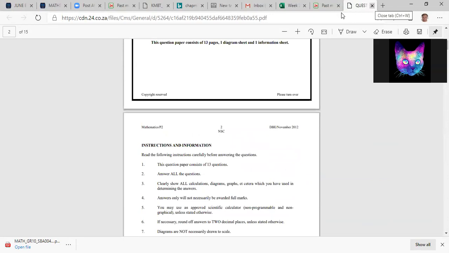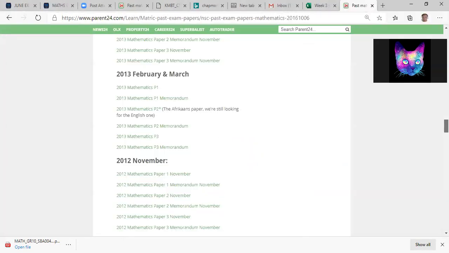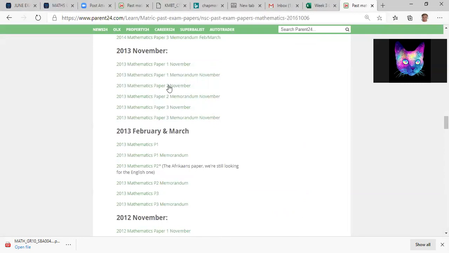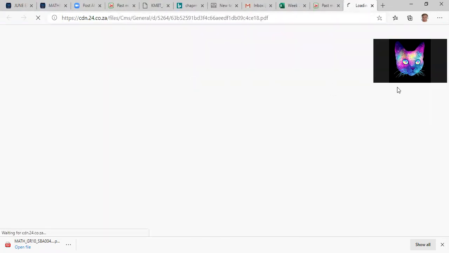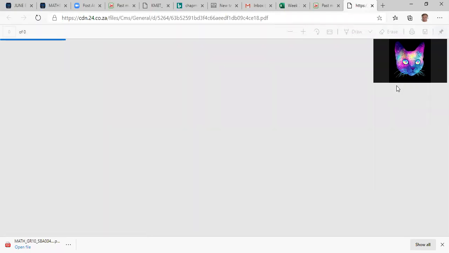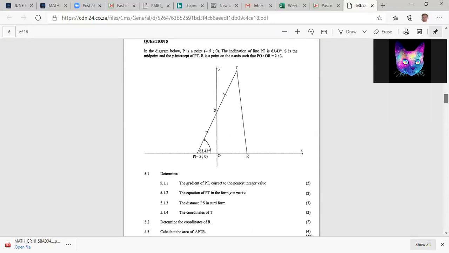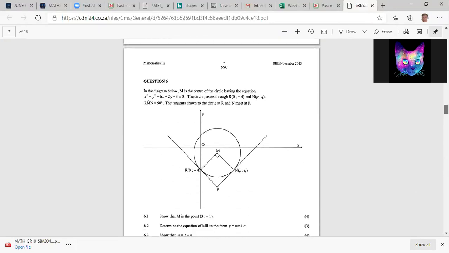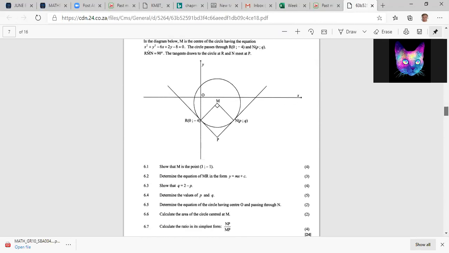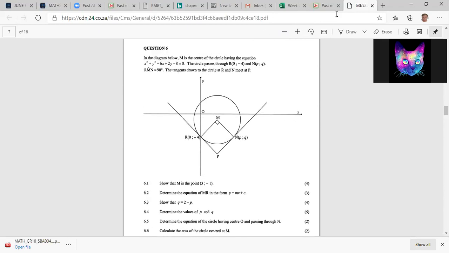So let's have a look at another one. We'll see how far we get with this one. I'm going to do this one because we won't have enough time to do everything. So let's start with this one.